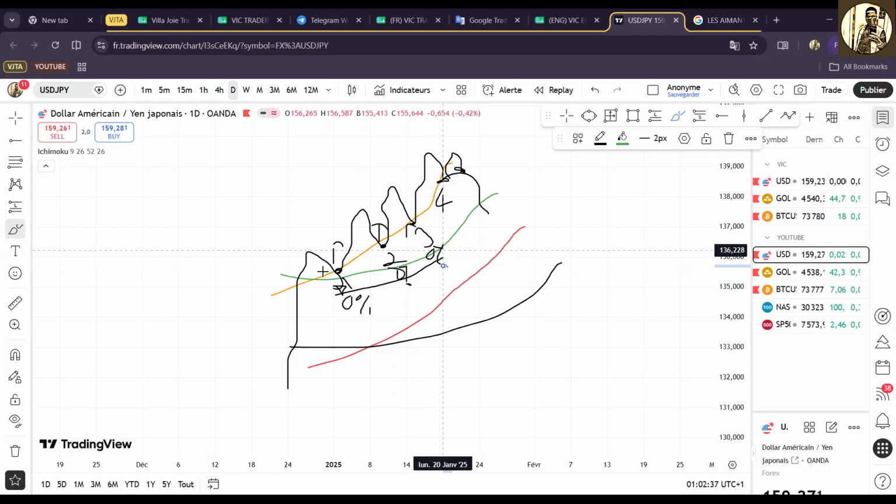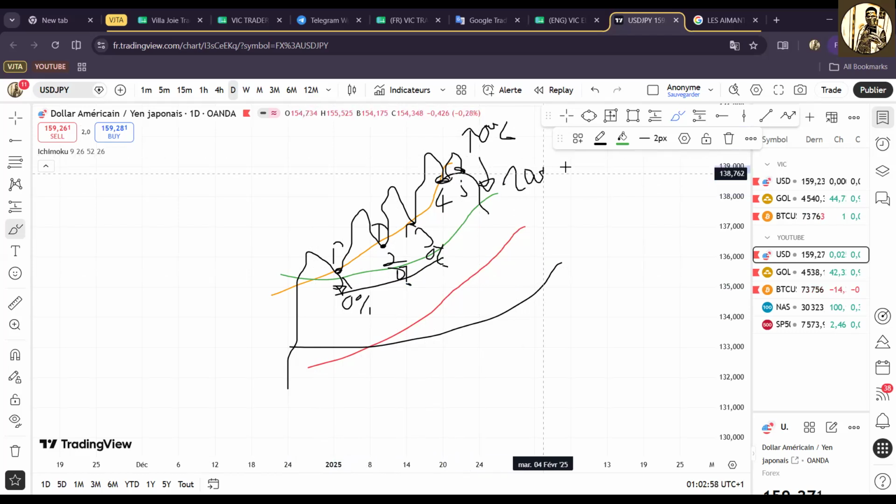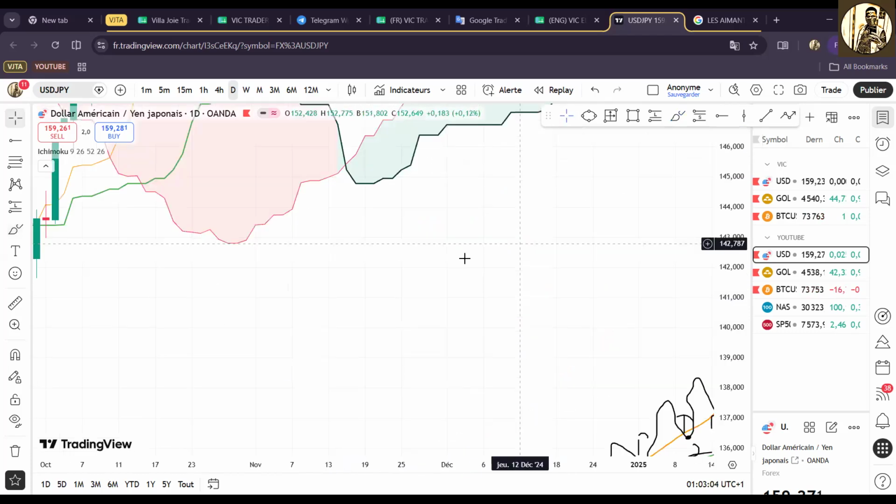Okay. After a Tenkan-Kijun cross, the first touch of the Tenkan line. Now arriving at the fourth and the fifth Tenkan touch, it now blocks the probability for the price to go up by 0% and gives a 100% reversal probability. Okay. Mostly the fifth touch.